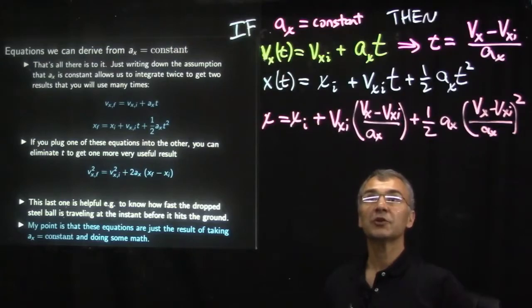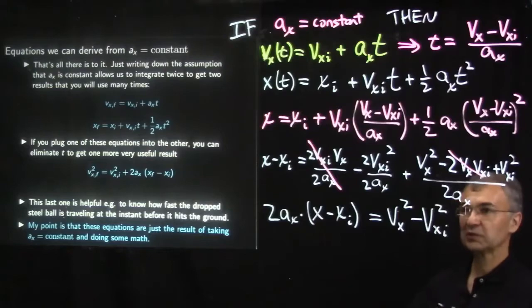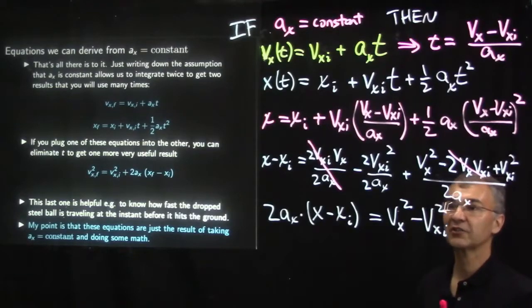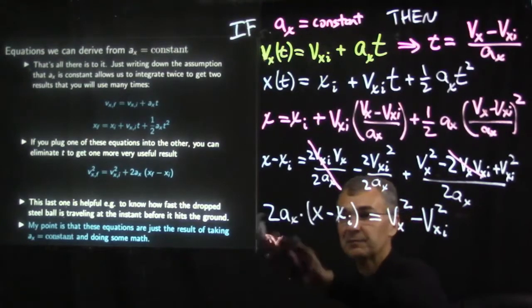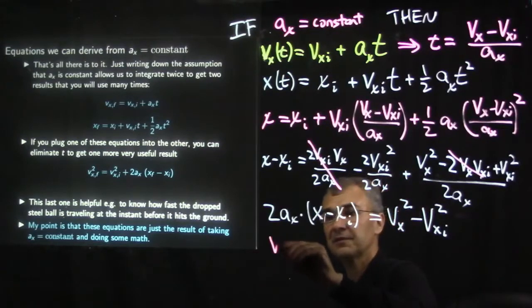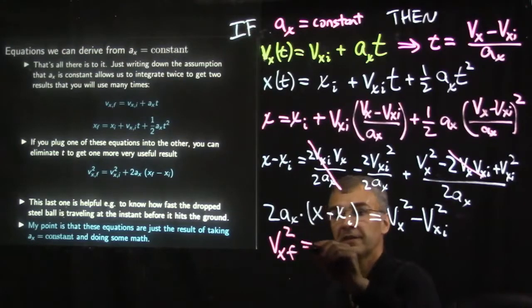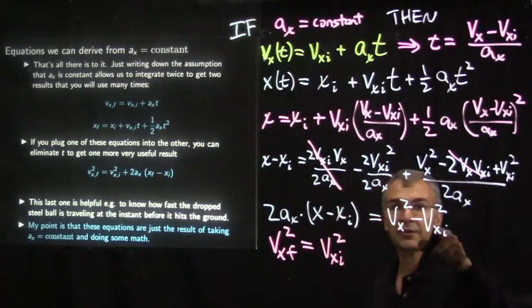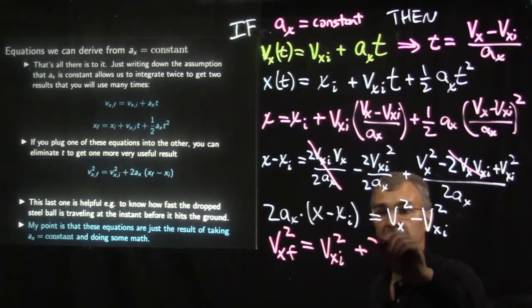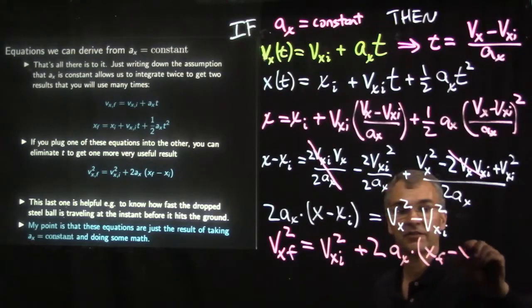And then I think we can do a little simplification. There we go. Whoa. I guess, see, this is why I don't ask you to do this kind of algebra. So then we get v x final squared is v x initial squared, because you move this over to the other side, plus 2 a sub x times x final minus x initial.